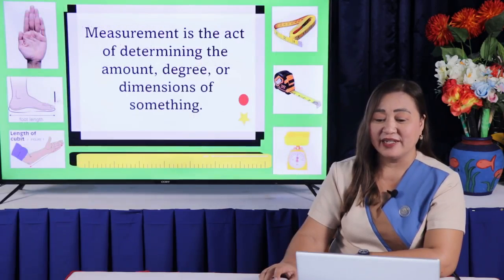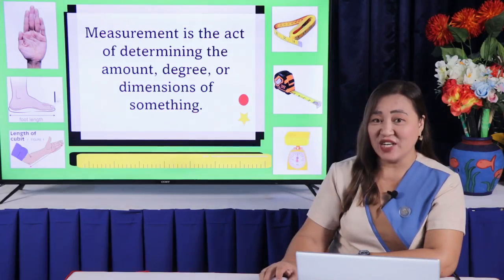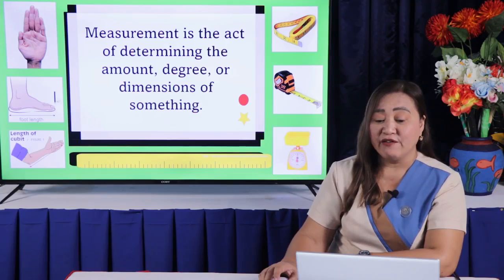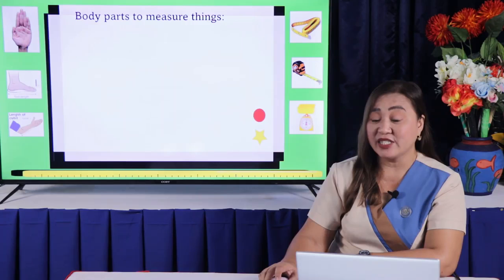As mentioned earlier, measurement is the act of determining the amount, degree, or dimensions of something. When you measure something, you need to have a tool to help you determine its value. In ancient times, people needed measurement to determine how long or wide things are. Things they needed to build their houses or make their clothes. Later, various means of measurement were used in trade and in commerce. In the 3rd century BC, Egyptians used their body parts to measure things.